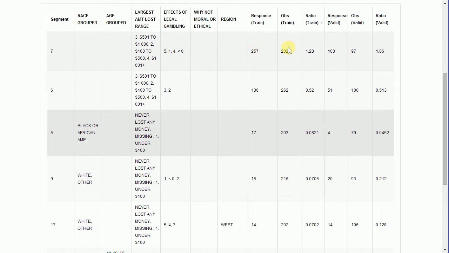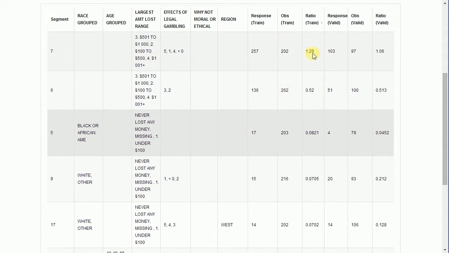OBS here is effectively the denominator in the ratio, so it's effectively the weight. Because both the numerator and the denominator are weighted by the weight variable that we selected, which in our case was sample weight, the sum of OBS train across all of the segments will effectively sum to the sum of sample weight.